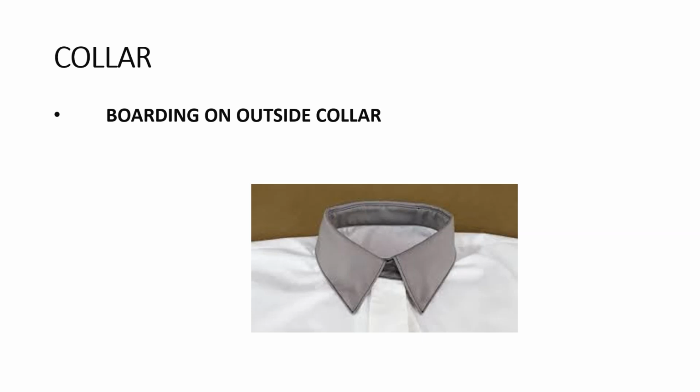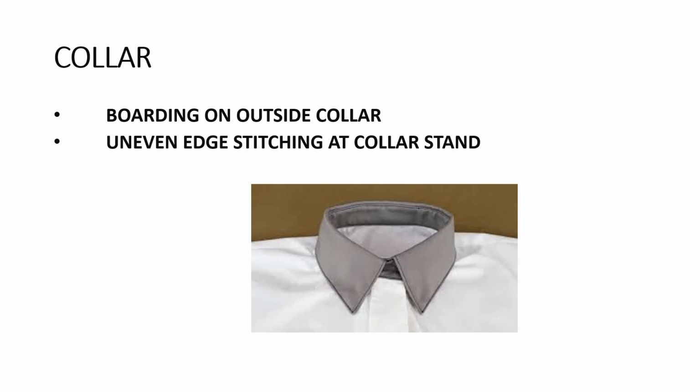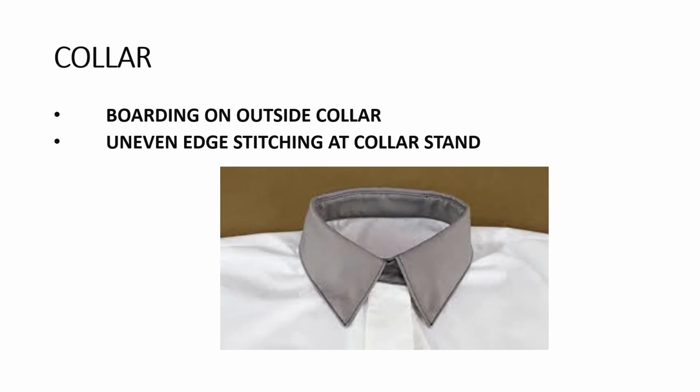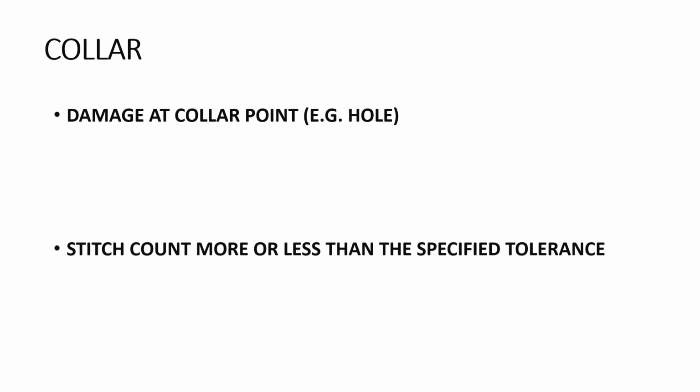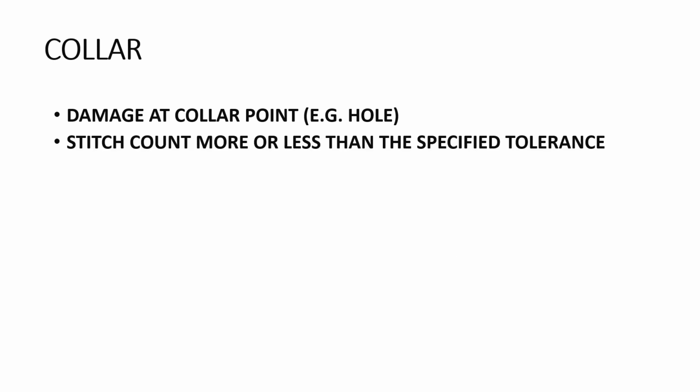Now, bordering on the outside collar also plays an important role. Uneven edge stitching at the collar stand is also something one must take care of. Now students, after this kind of information, we have to really look at the collar. Damage at the collar point or a hole in that area is also important. Now, if the stitch count is more or less than the specified tolerance, then such kinds of problems may come in the garment. So, at the collar point.